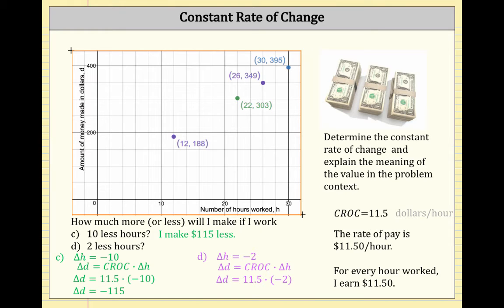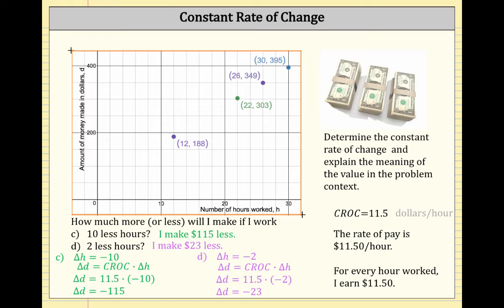That would tell us that delta D is equal to 11.5 times negative 2. And so, doing a little math, delta D is equal to negative 23. So that would tell us that if I work 2 less hours, I make $23 less. And now again, it does not matter relative. I could take any of these points and it would give me a correct calculation.